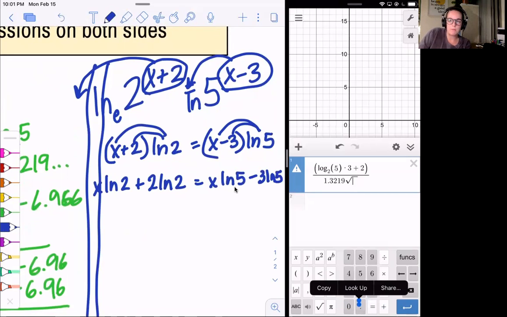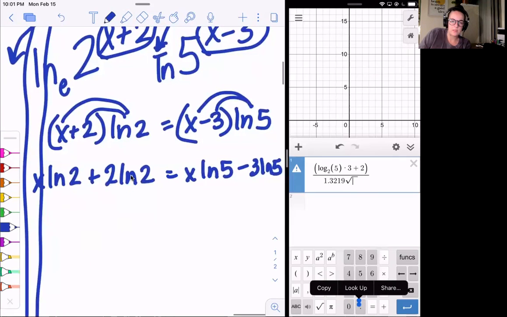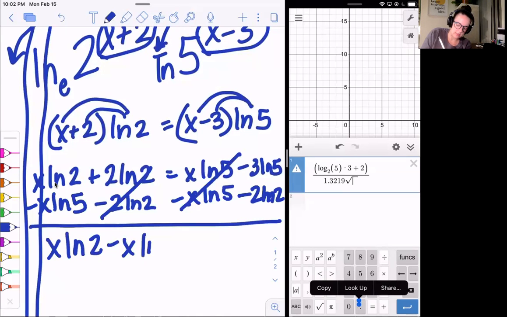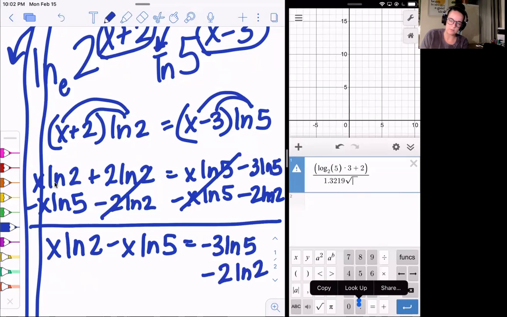Okay. Remember that any number, natural log 2, this is just a number. This is just a number. This is x. This is x. So what I'm going to do is subtract this to the other side, and subtract 2 natural log 2 to the other side. So I have, this is canceling. This is canceling. I have x natural log 2 minus x natural log 5 equals negative 3 natural log 5 minus 2 natural log 2.